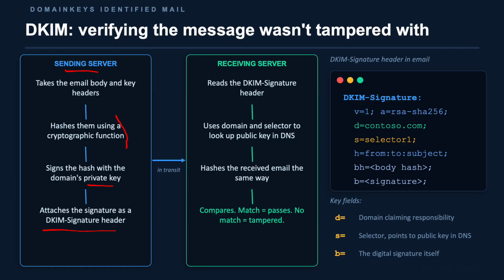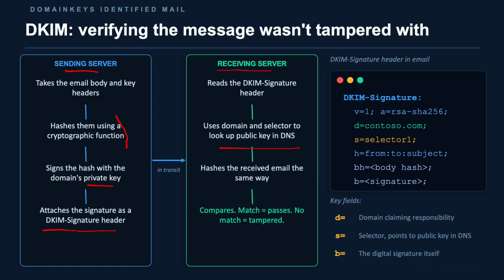On the receiving side, the server reads that DKIM-Signature header. Inside it finds two important tags, the d tag, which names the domain claiming responsibility, and the s tag, the selector, which is just a label pointing to the specific public key to use. So the receiving server queries DNS at the address selector._domainkey.domain, retrieves the public key and uses it to check the signature.